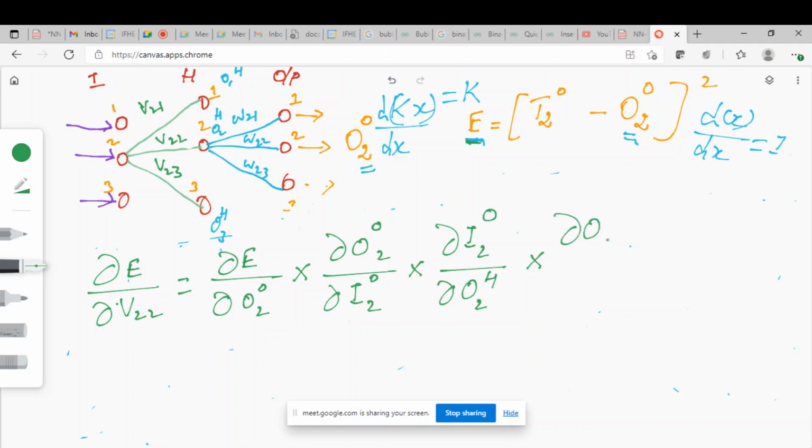So differentiate the output of the hidden layer with respect to the input of the second neuron of the hidden layer. Now this input of the second neuron of the hidden layer depends on what?